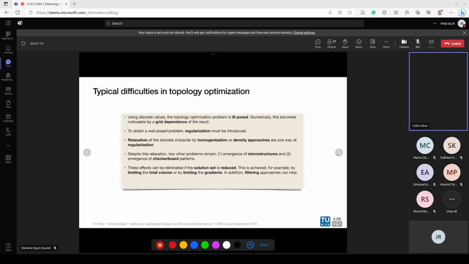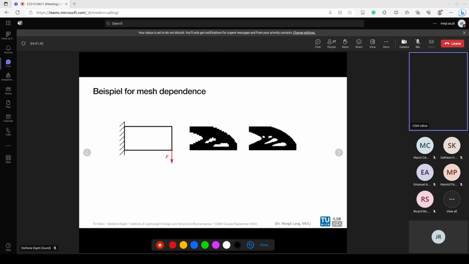And this can be eliminated if the solution set is reduced. And this can be achieved, for example, by limiting the total volume or limiting gradients or maybe some filtering. And I will show you some impressions of checkerboard patterns and also how to resolve them. And the goal is then, of course, that the basic structure of the geometry no longer changes with mesh refinement. Then you know that you're on a good track towards an actual optimum.